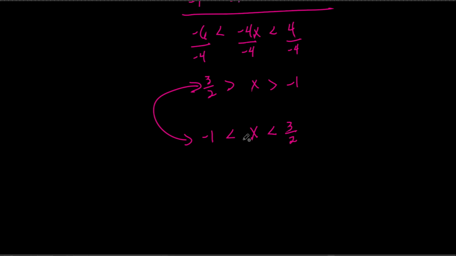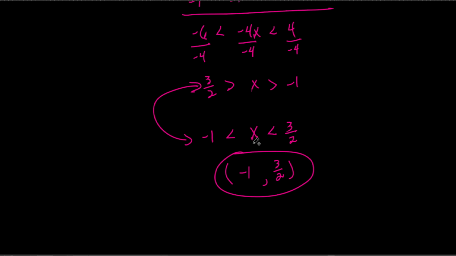It's just nicer to write it like this because we always want our smaller number on the left and our bigger number on the right. You with me on that? How do I write this in interval notation then? It's less than, there's no equal, so it's going to be a parentheses, and then you just put a negative 1 and a 3/2. That's our interval notation. That's half of my answer.